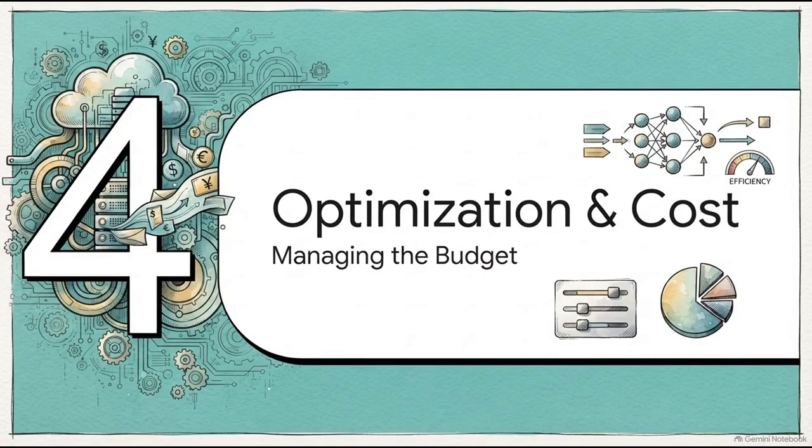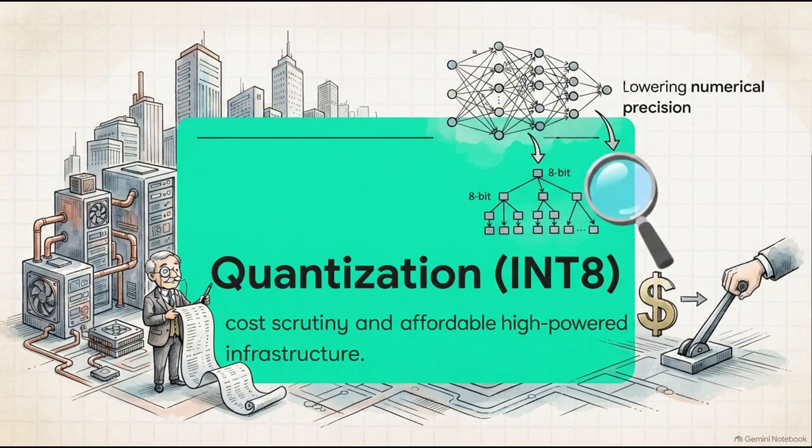And finally, Section 4, Optimization and Cost Management. This is the step that gets the most scrutiny, right? We have to make all this high-powered infrastructure affordable, because ML compute is not cheap. But check this out. What's really fascinating here is how a simple math trick becomes a strategic weapon for your IT budget. It's called quantization, specifically moving down to int8 precision.